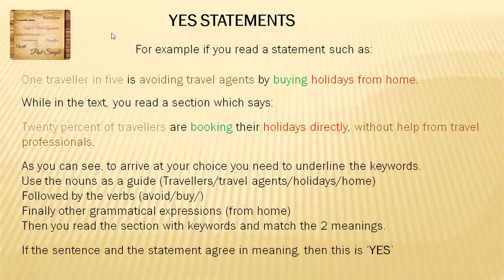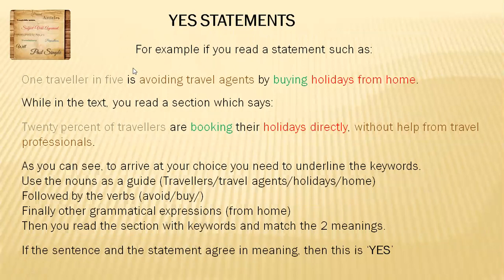So let's look at some examples. Going to look at some yes statements here. For example, if you read a statement such as, 1 traveller in 5 is avoiding travel agents by buying holidays from home. While in the text, you might read a section which says, 20% of travellers are booking their holidays directly without help from travel professionals.